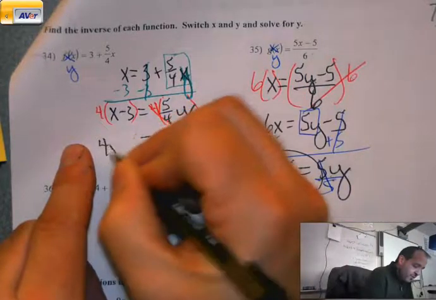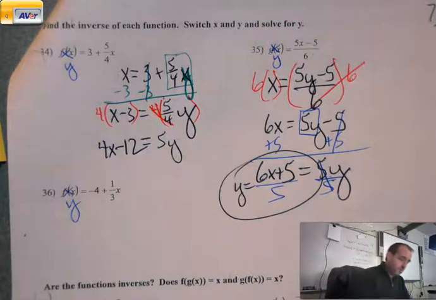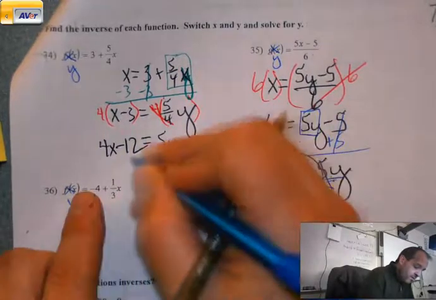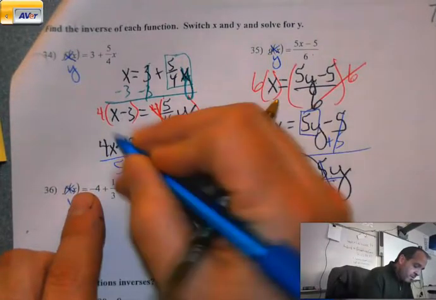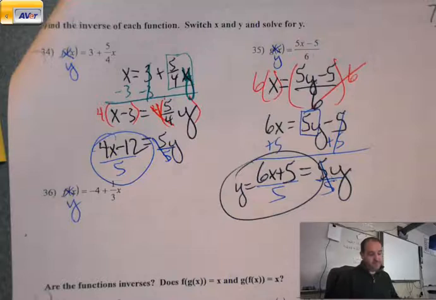And distribute on the left side. And then finally, we would divide by 5. So slightly different depending on the way it looks, but you know, still nothing too terrible.